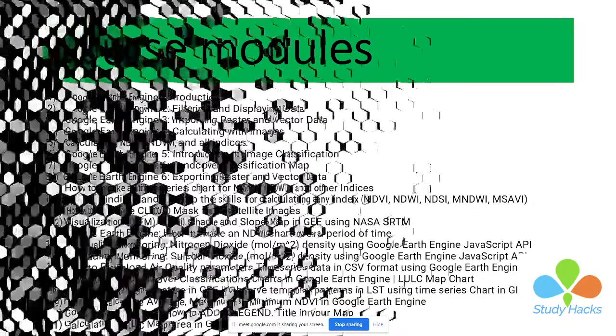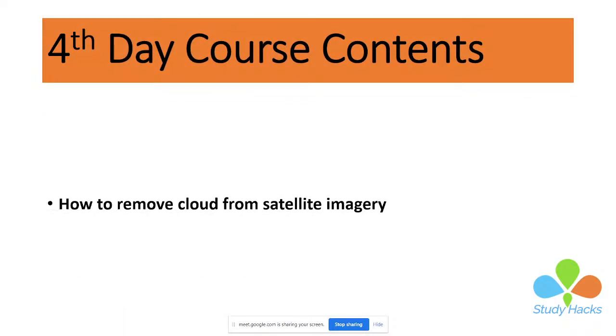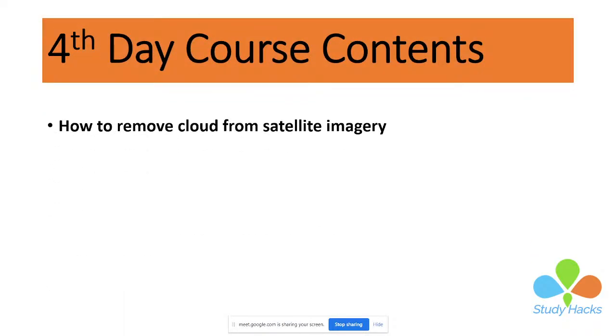So today is our fourth day, and today mainly we will discuss how you can easily remove cloud and haze from your satellite imagery. When you want to work with rainy season or wet season imagery, you can find some cloud and haze in the satellite imagery. We can easily remove this cloud and haze, and we can easily get a clear satellite image.